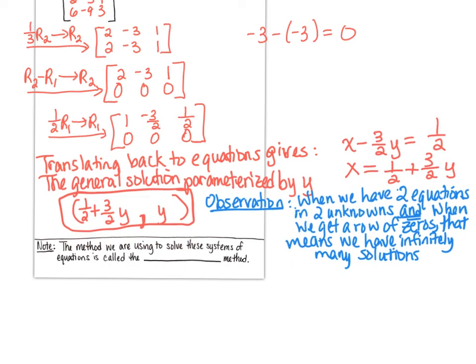The method that we are using to solve these systems of equations is called the Gauss-Jordan method. It's called the Gauss-Jordan method. Okay? Got it? Yes? No? Yep. Okay.